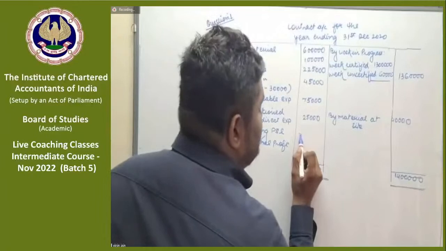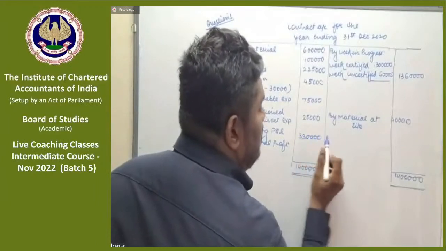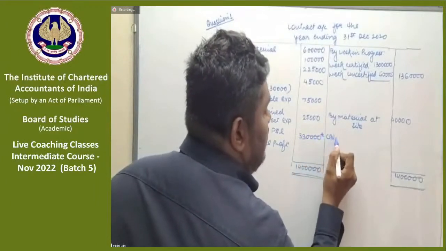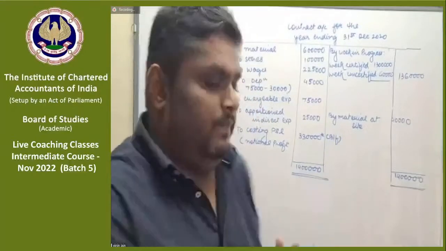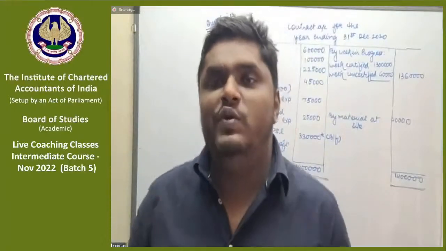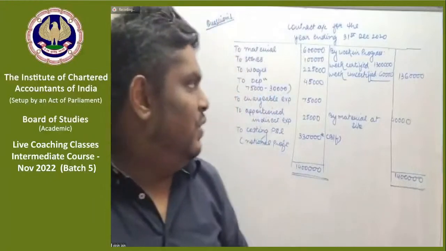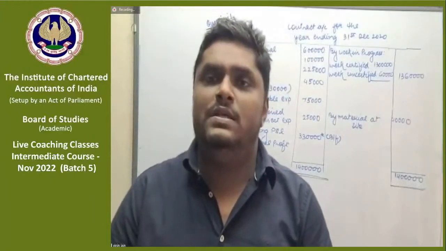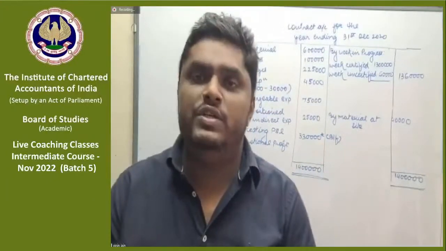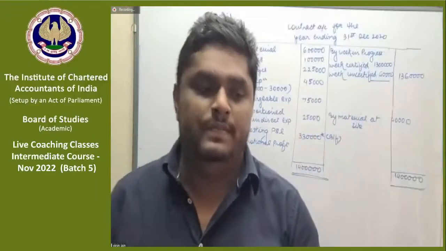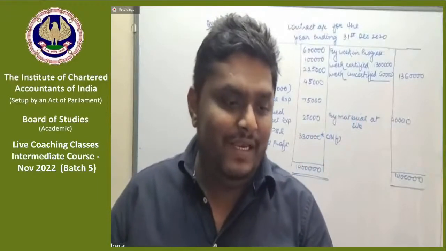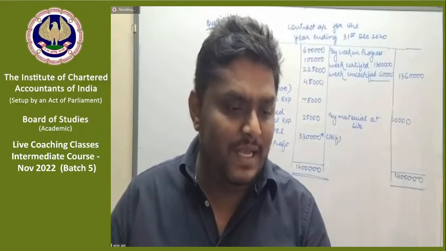So the final answer is 3 lakh 30,000. That is the balancing figure. So this is the way you have to solve a question. If you are thorough with the concepts, this question is a very easy question. So you'll be able to solve this question. If you guys have any doubts in this question, please ask me.